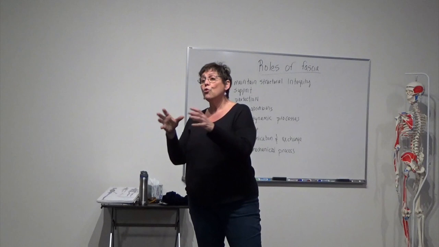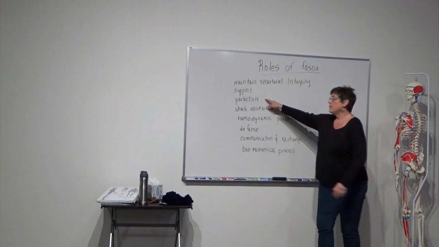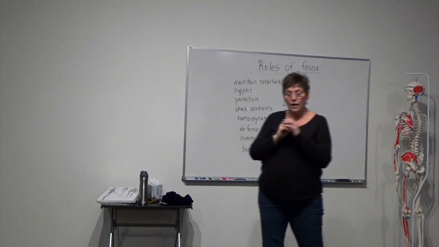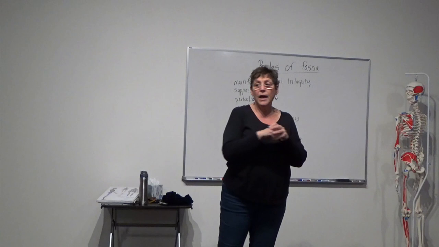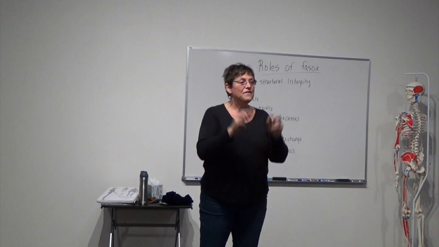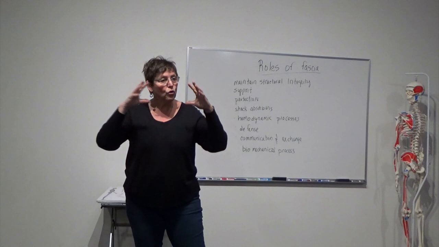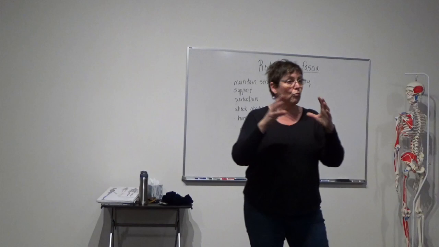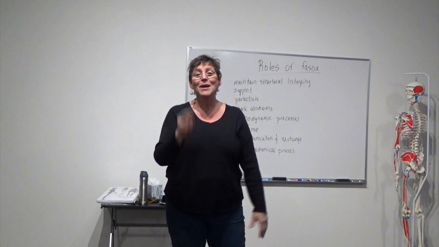It also is protection. One of the best examples of the protection of fascia is in the cranial sacral system. There are three layers of fascia, and the outermost layer in the cranial sacral system is called the dura. It's very thick and has tensile strength, so it's incredibly protective for your brain and spinal cord. So there's a real big role of protection in this cranial sacral system, and in the fascia.